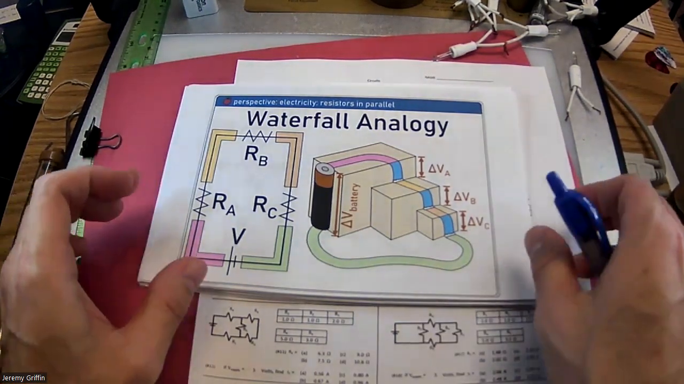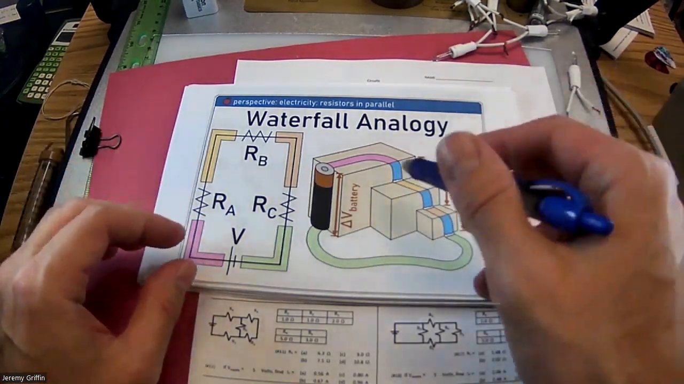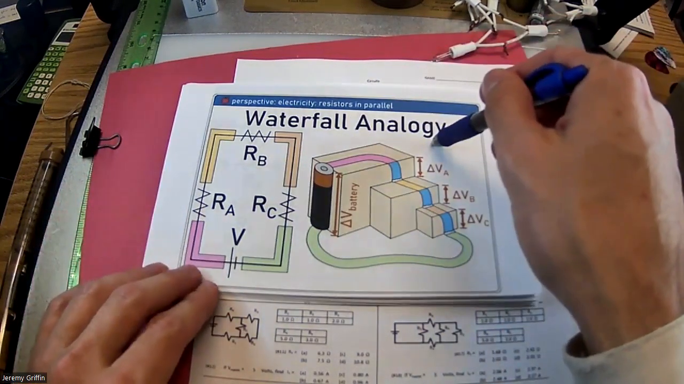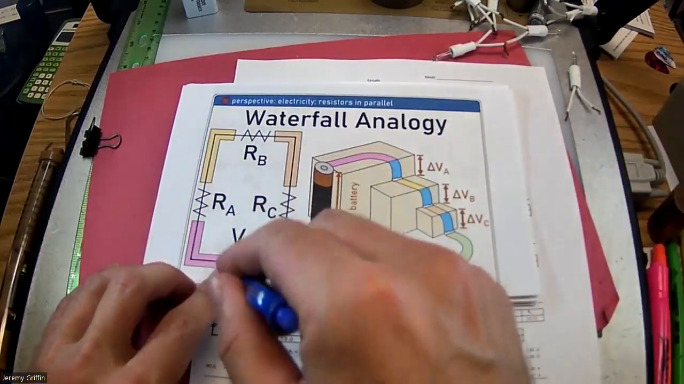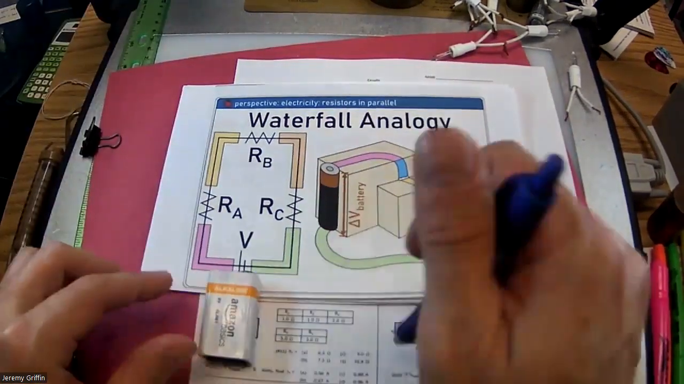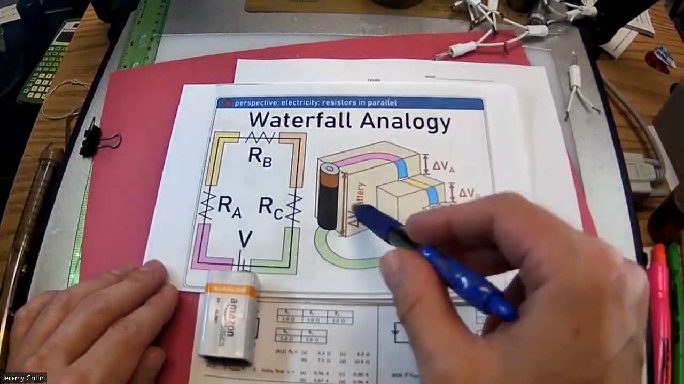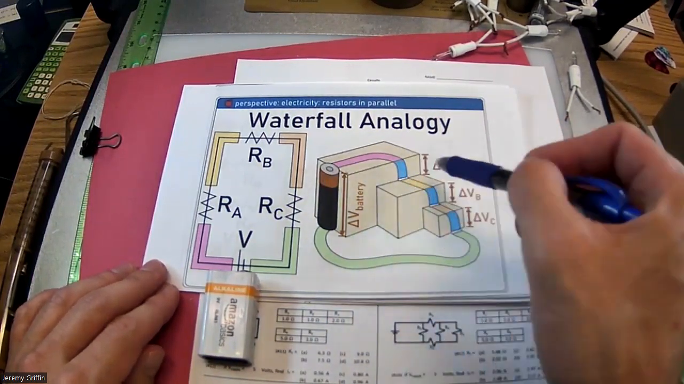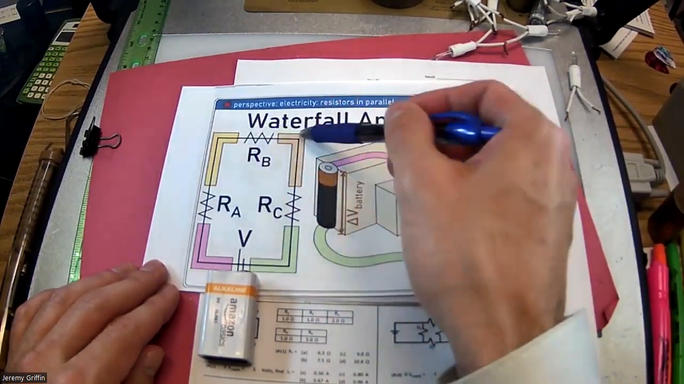All right. So take a lot of those ideas that I've been telling you guys about, and you can put them all together with, say, a waterfall analogy. I like this waterfall analogy a lot. Okay. So let's say I got a 9-volt battery, so 9 volts here, and some resistors in series. Well, the voltage is going to drop a little bit at a time. Maybe it drops 3 volts, 3 volts, and 3 volts.